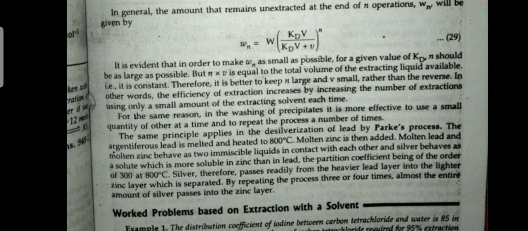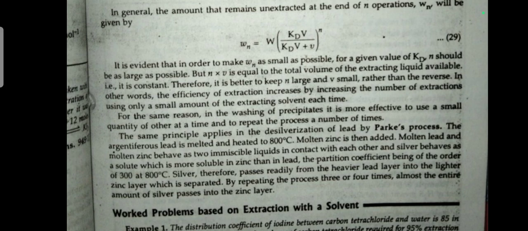But n times v is equal to the total volume of extracting liquid available, that is, it is constant. Therefore, it is better to keep n large and v small rather than the reverse. In other words, the efficiency of extraction increases by increasing the number of extractions using only a small amount of extracting solvent each time. For the same reason, in the washing of precipitates, it is more effective to use a small quantity of water at a time and to repeat the process a number of times.